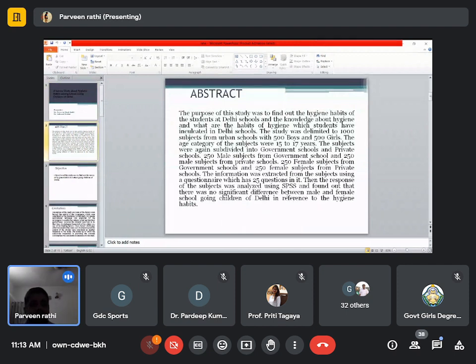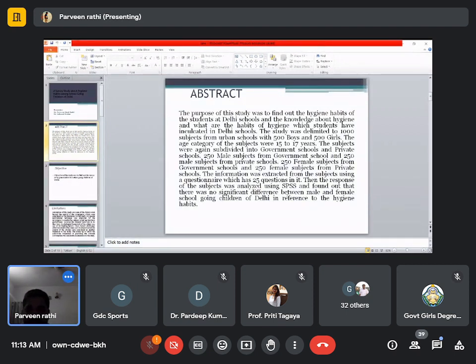Abstract of my study. The purpose of this study was to find out the hygiene habit of the students of Delhi schools, and the knowledge about hygiene and what are the habits of hygiene which students have included in Delhi schools. The study was delimited to 1,000 subjects from urban schools with 500 boys and 500 girls. The age category of these subjects was 15 to 17 years. The subjects were again subdivided into government school and private school, like 250 male subjects from government schools and 250 male subjects from private schools.